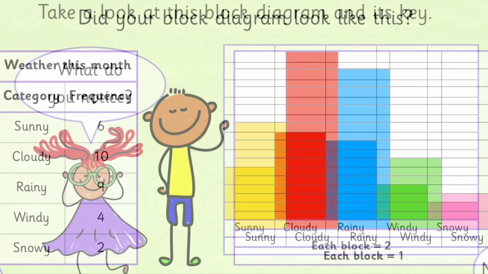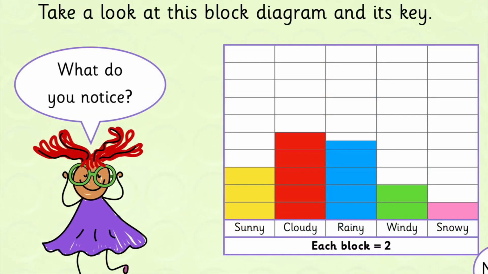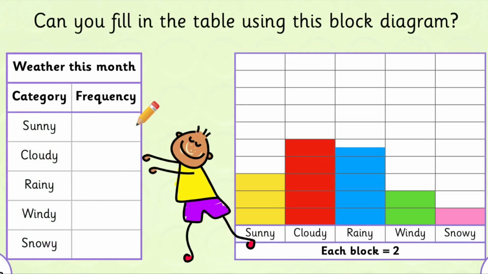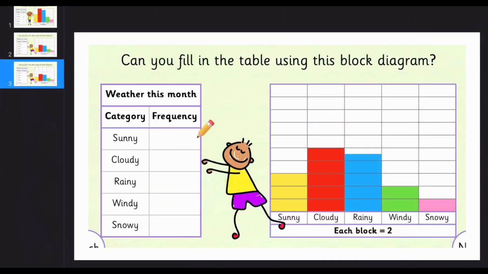Our next block diagram is different. What do you notice about it? That's right, it has a different key. This time, one block is worth 2 days of weather. So this time, the little boy will need to look really carefully at the block diagram in order to fill out the table on the left. Every time he looks at the diagram, he must remember what? Yes, that's right, that every block is now worth 2.